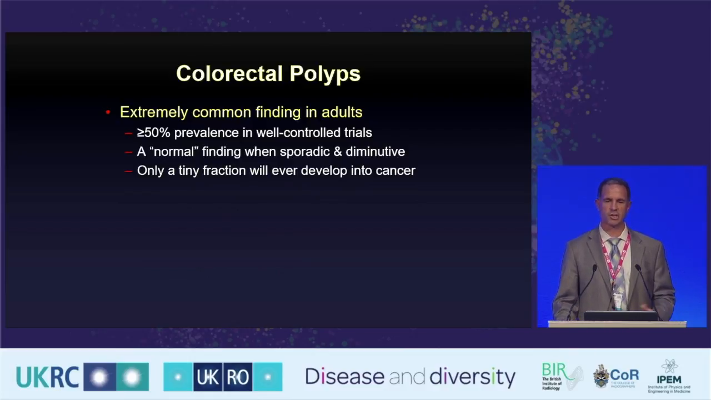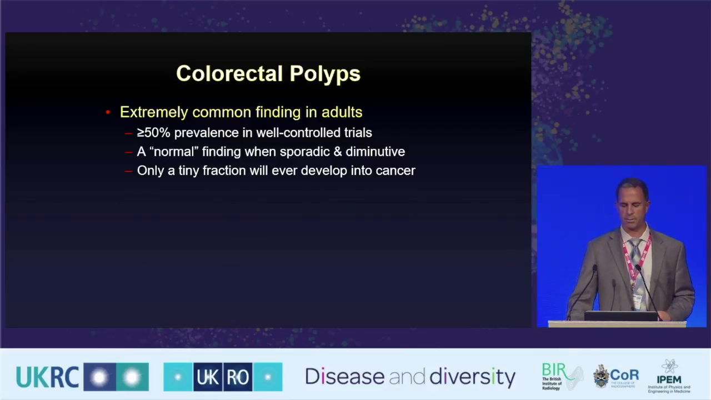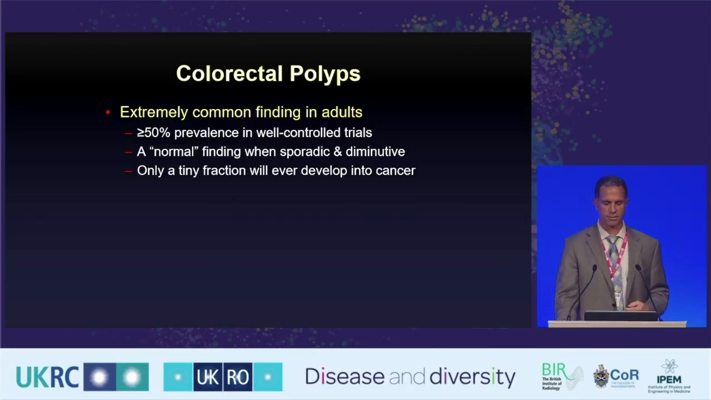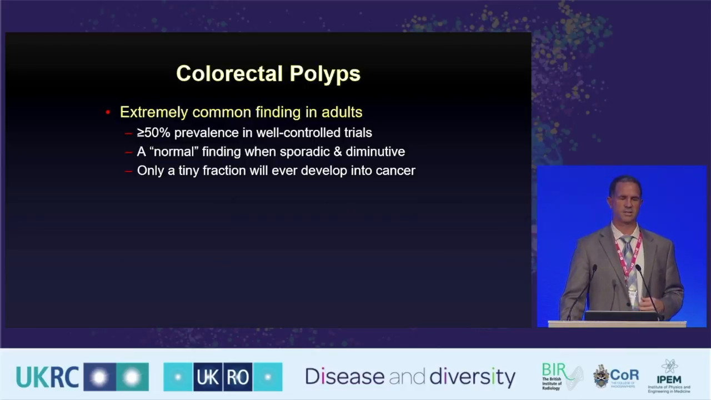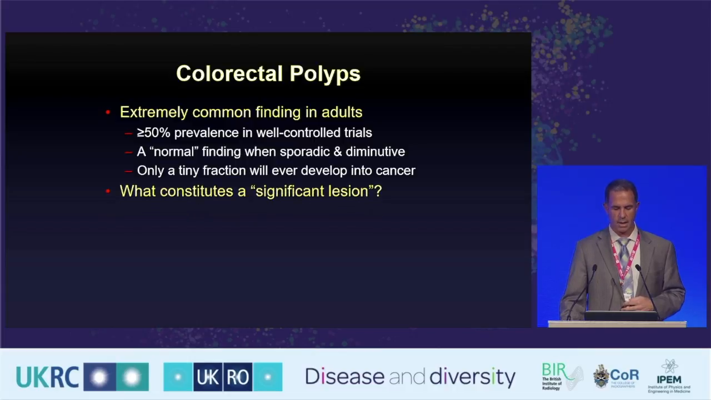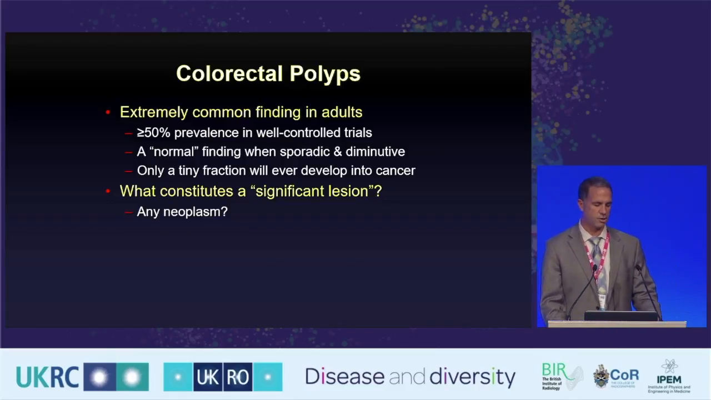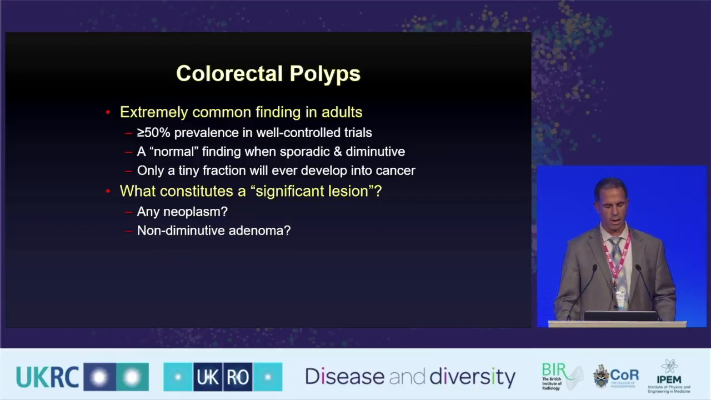So in a nutshell, again, these tiny polyps, or polyps in general, are not the enemy because the prevalence is so high. It's essentially a normal finding, and even up to 2/3 of these tiny polyps will be tubular adenomas, so they are neoplasms, but I would argue that they're clearly not the target of screening. And so what constitutes the enemy? Where should we focus our attention? Well, again, any neoplasm is too broad. Non-diminutive adenomas, probably not. That's the current standard, 6 millimeters and greater.